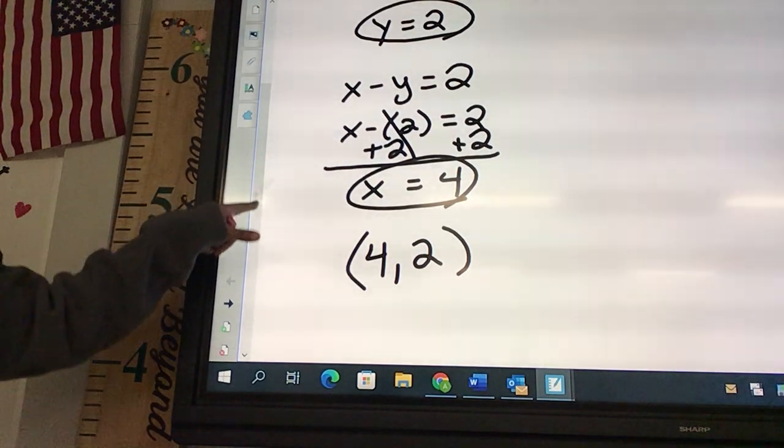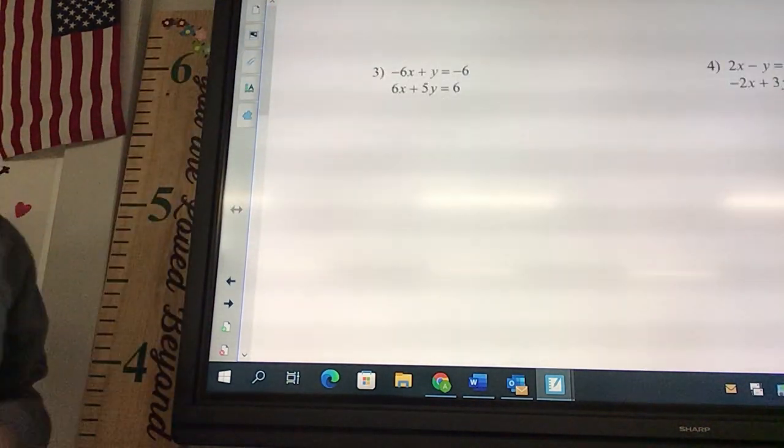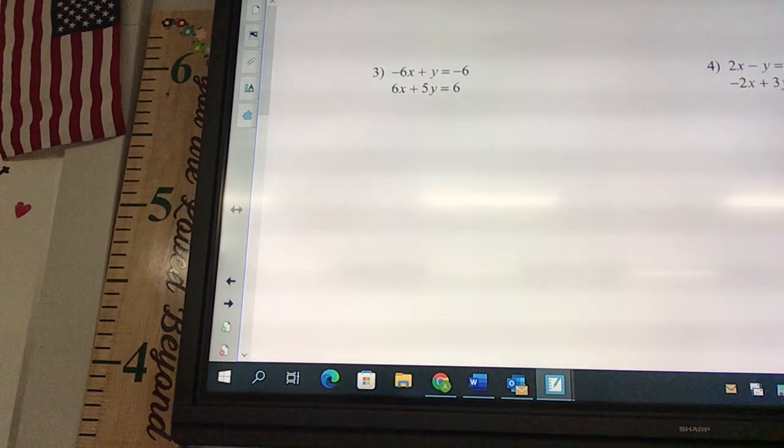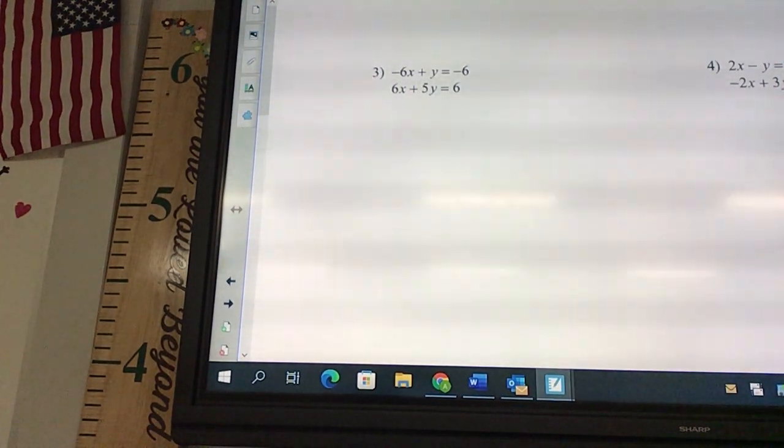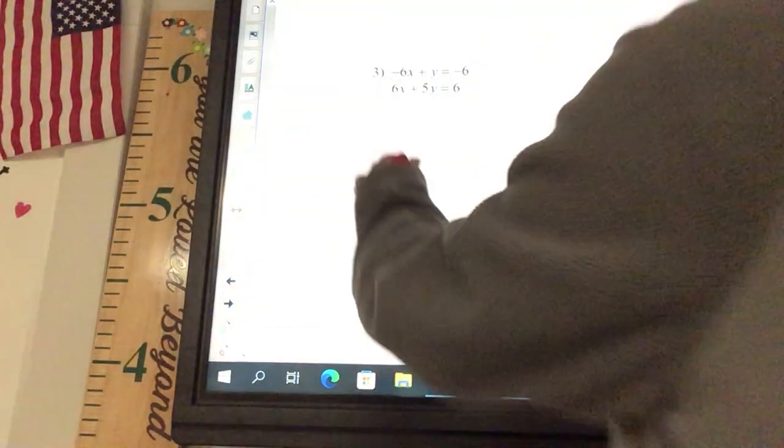Okay, let's look at the next one. Go to 3. Okay, so same thing. Neither of those say y equals, which means you need to use elimination. So you're going to add the two, well, I'm going to label them. Okay, and then you're gonna add the two equations together.